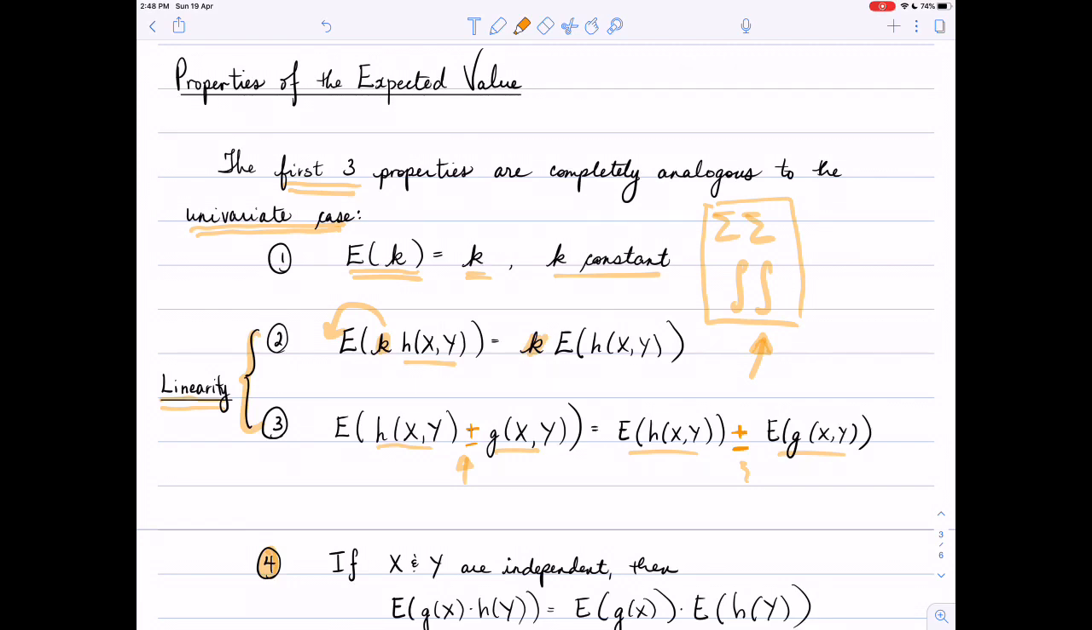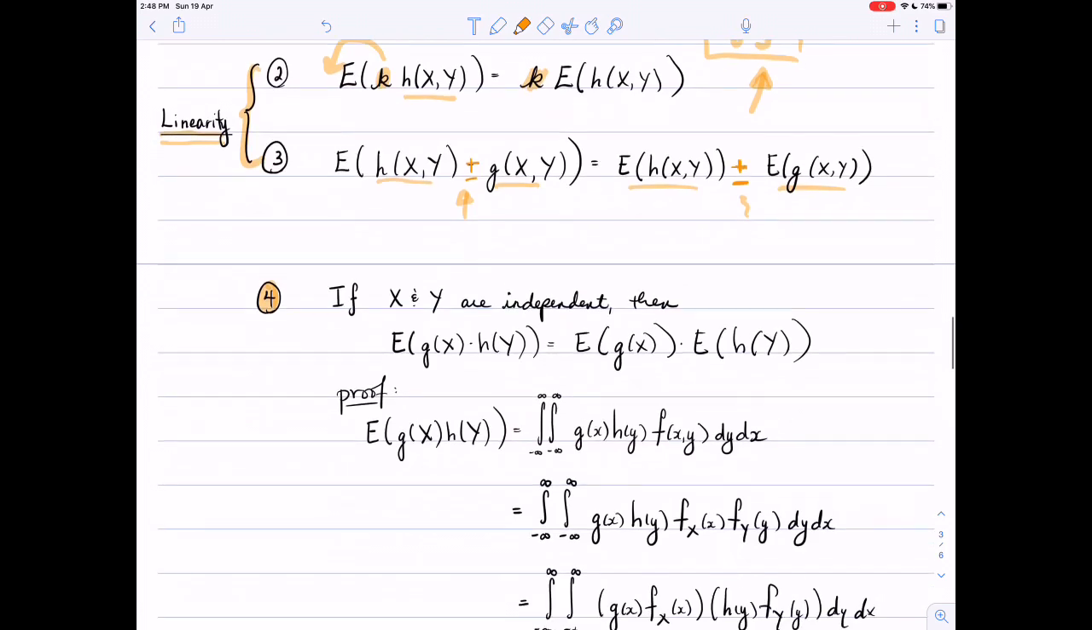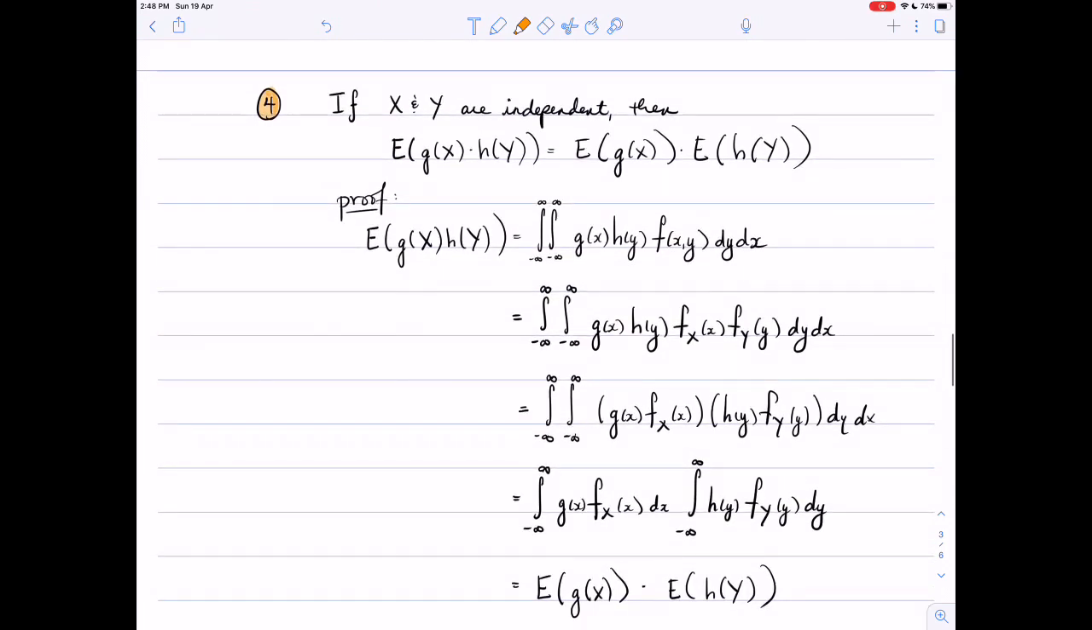So what is new? What is new then is number 4, and that is the following: if X and Y are independent, so we have seen that previously, if they are independent random variables, then the expected value of a function of X times a function of Y is the expected value of the function of X times the expected value of the function of Y. That is something which is new because we are using two different variables here, and those variables are independent. So let's go ahead and prove this and see why this is true.